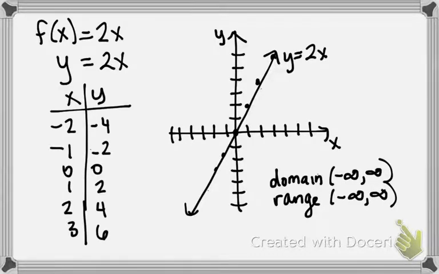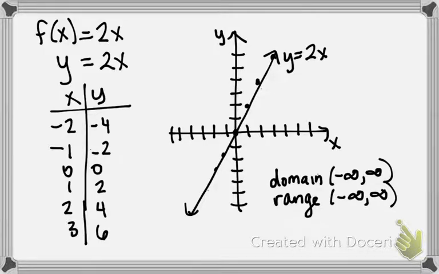We saw in our brief introduction to functions f of x equals 2x, otherwise known as y equals 2x. So if I make a t-chart and plug in -2, -1, 0, 1, 2, 3, I get out -4, -2, 0, 2, 4, and 6. I basically double whatever goes in. My output is double that.